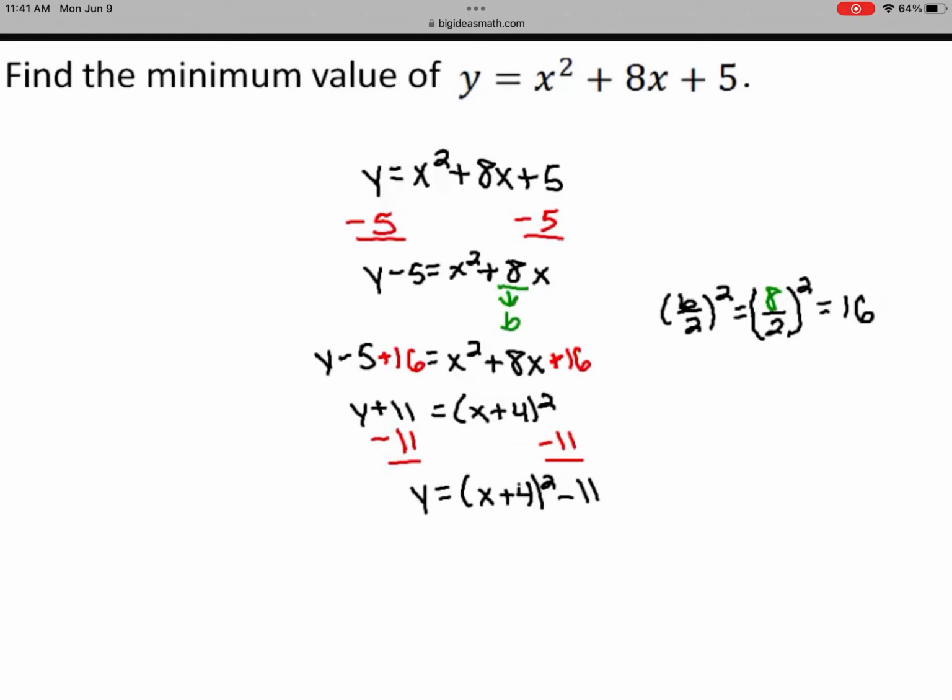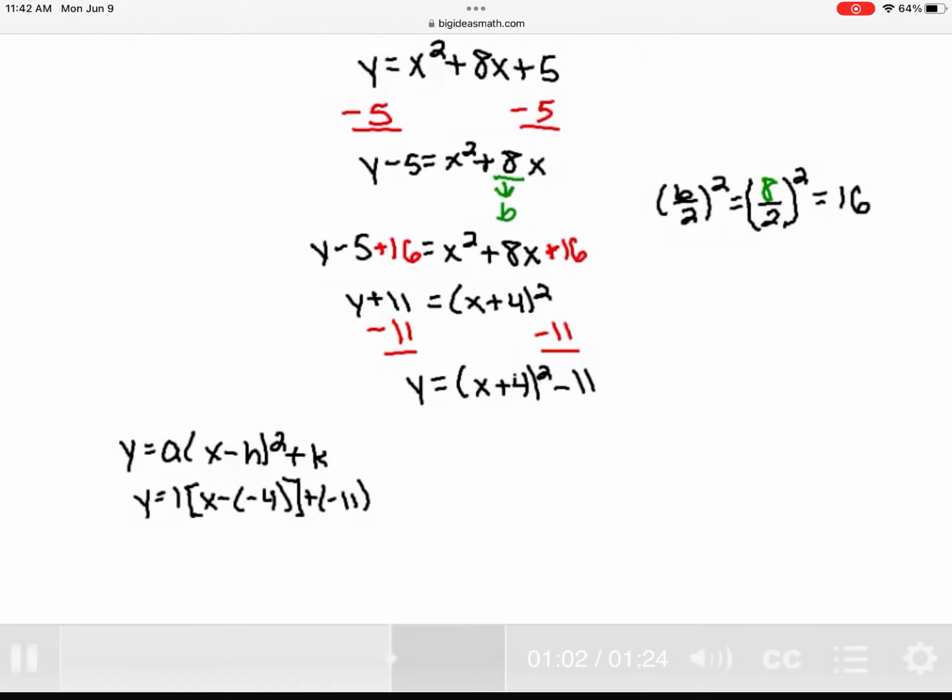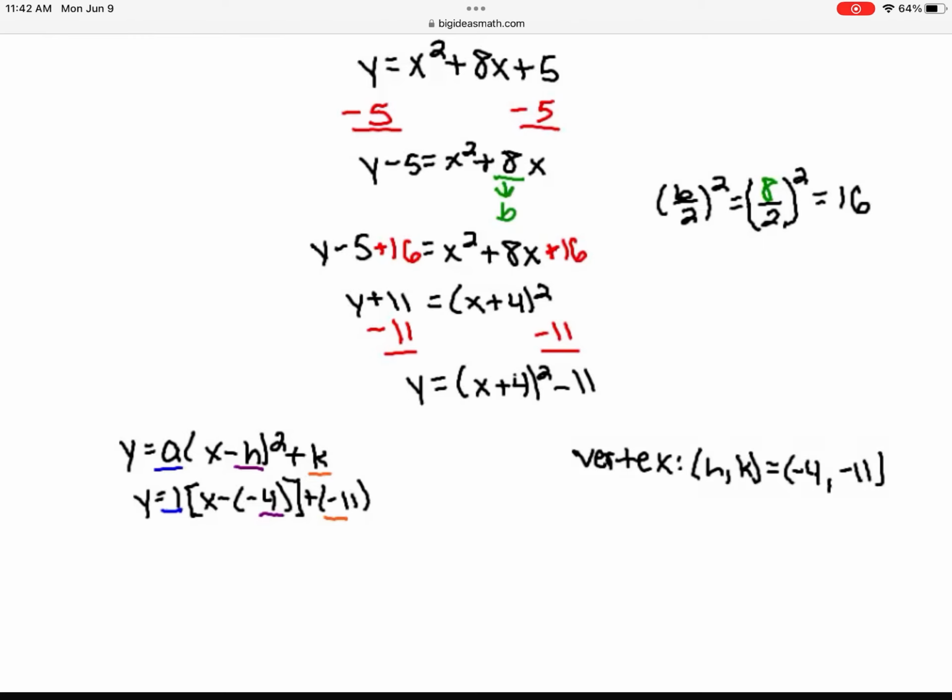The equation is now of the form y equals a times the quantity x minus h squared plus k. Rewrite the equation to identify the constants. Here a is 1, h is negative 4, and k is negative 11. So the vertex (h, k) is (negative 4, negative 11).